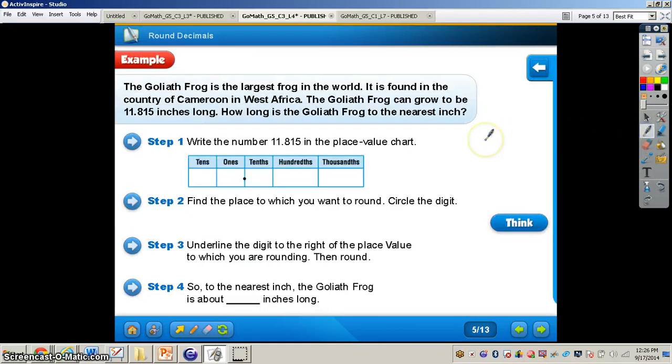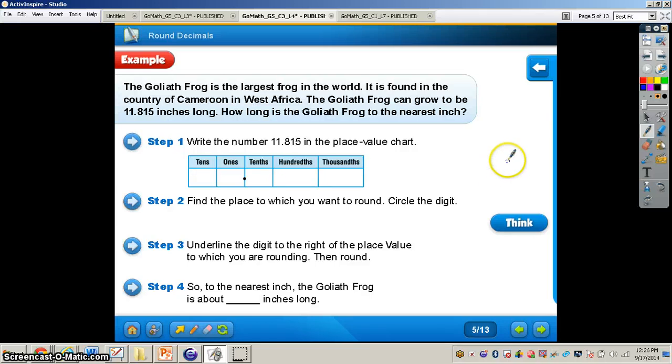Okay, we're going to take a look at a frog that is much bigger than the other ones we were just looking at. It says the Goliath frog is the largest frog in the world. It is found in the country of Cameroon in West Africa. The Goliath frog can grow to be 11 and 815 thousandths inches long. How long is the Goliath frog to the nearest inch?